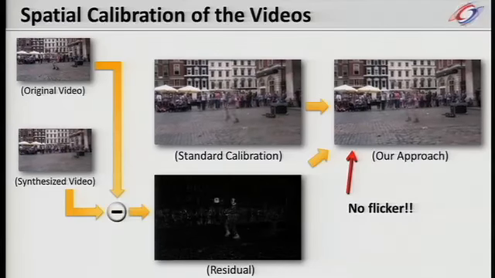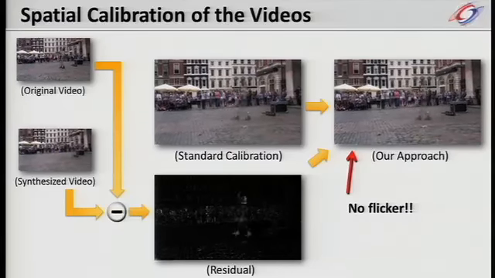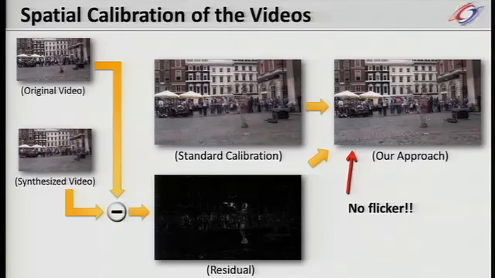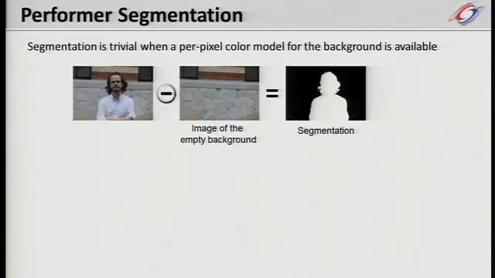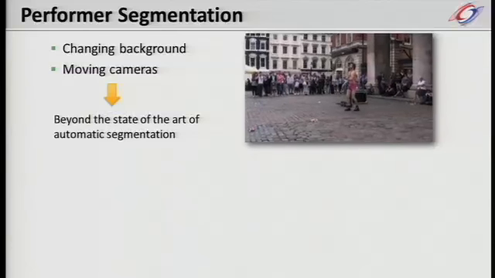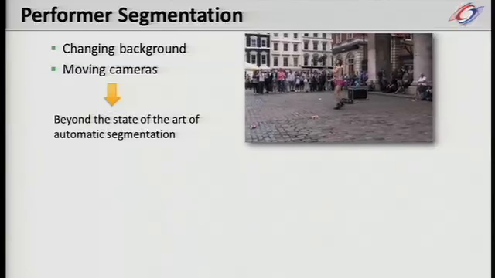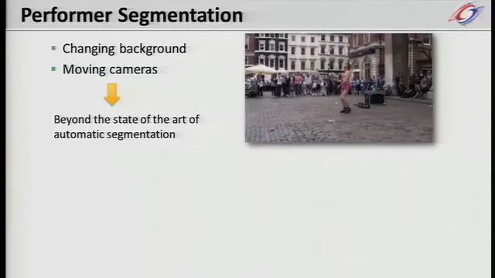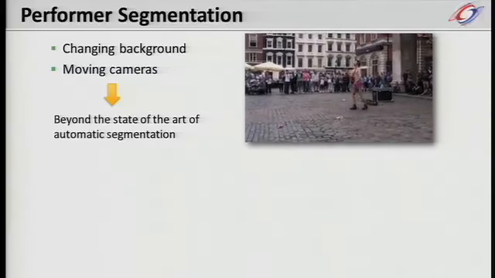Concerning the segmentation of the main performer, everybody knows that segmentation is trivial when a per pixel color model for the background is available, that is, when an image of the empty background is available. But in our scenario, a casually captured video, the background is changing because the people are moving in the back and the cameras are moving also. This is far beyond the current state of the art for automatic segmentation.